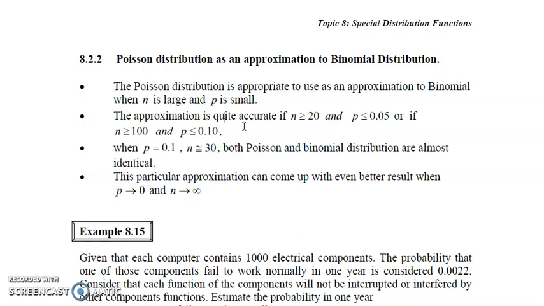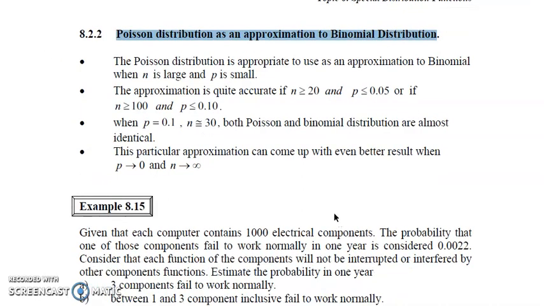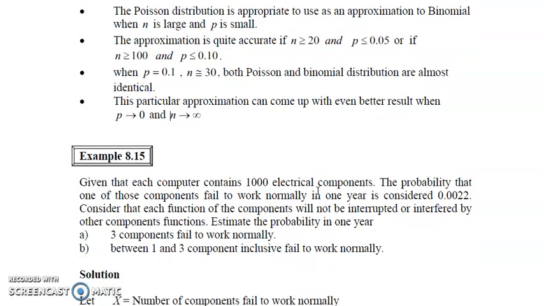Okay, so maybe you can have some rule here: when n is more than or equal to 20 and the probability is less than or equal to 0.05, or maybe n is more than 100 and p is less than 0.1. So you may use this kind of help. A better result will be obtained with p approaching 0 and n getting higher, approaching infinity. So maybe you can use this one as an example.